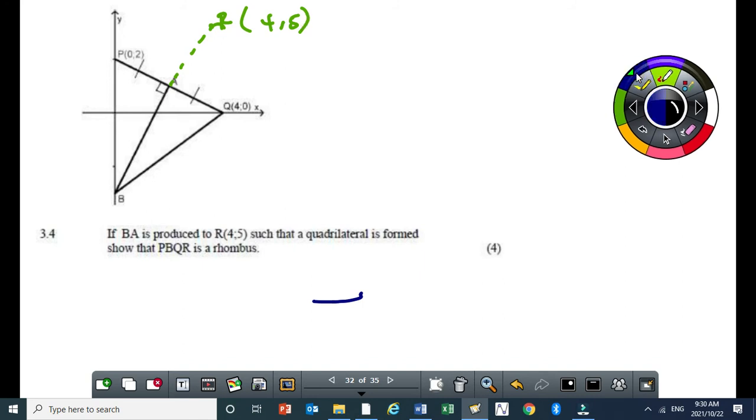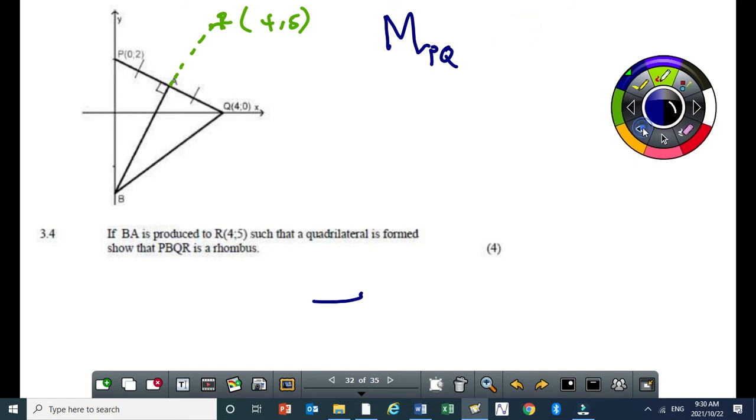So what I'm going to do is, since point P, point A, and point Q are collinear, and I know A is the midpoint, I can write it. The midpoint of PQ is equal to A.